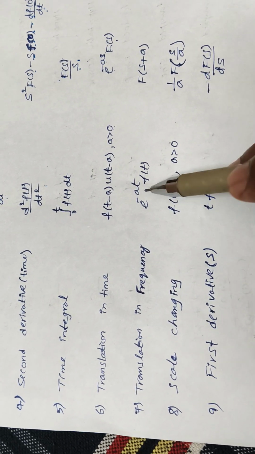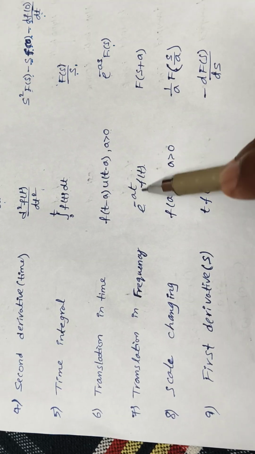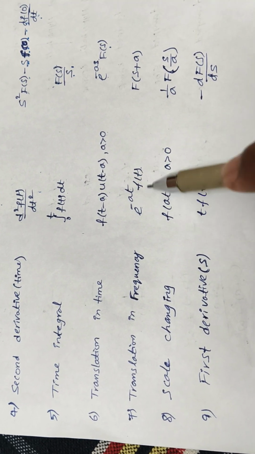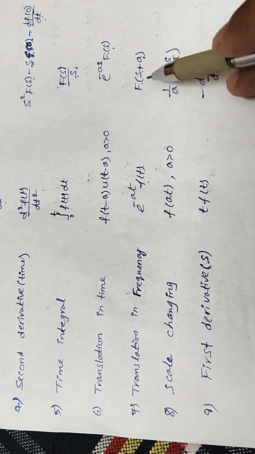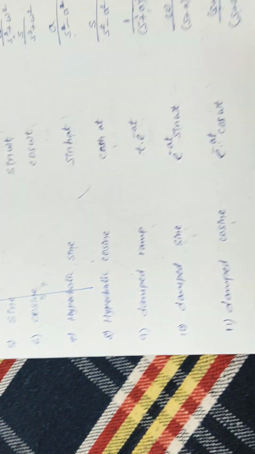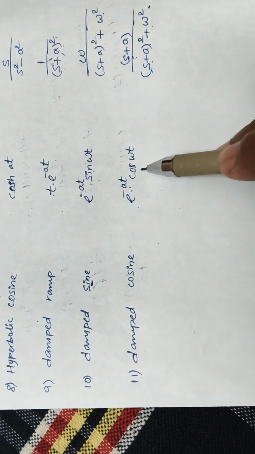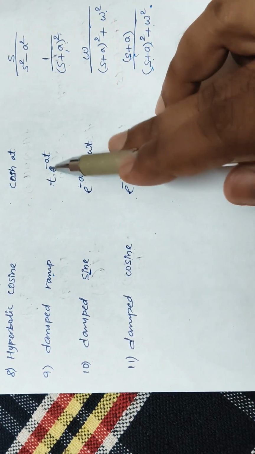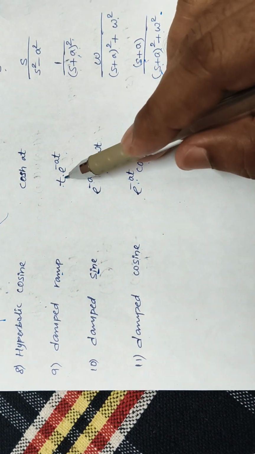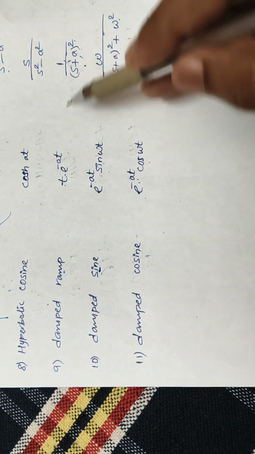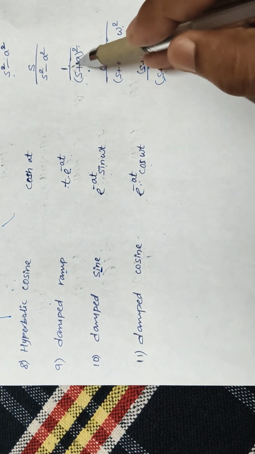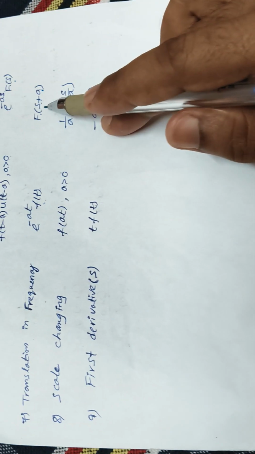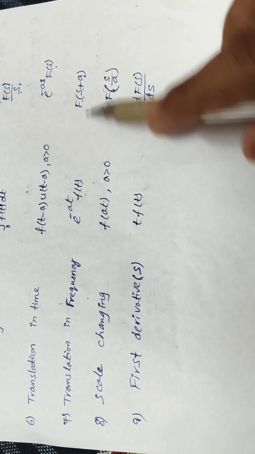Translation in frequency: e power minus at into f of t. If e power minus at comes in the time domain, then in the s domain it will become F of s plus a. Already we have seen damped sine, damped cosine, damped ramp. Earlier, for t, it was 1 by s square; with e power minus at it becomes 1 by s plus a, meaning F of s plus a, right? Wherever s is there, that is replaced with s plus a.